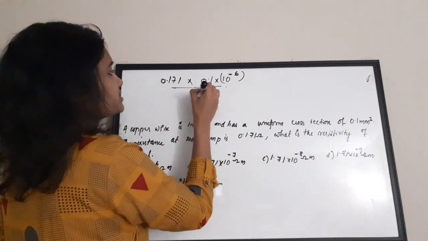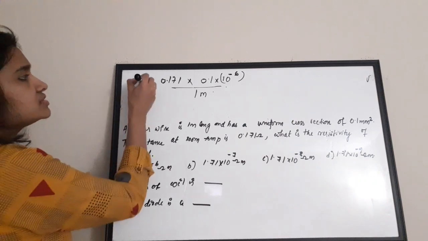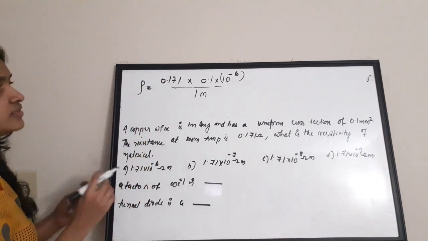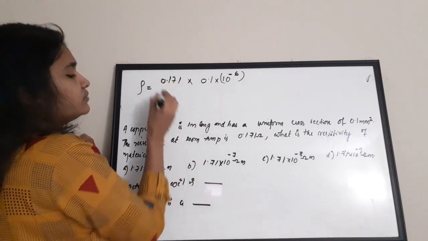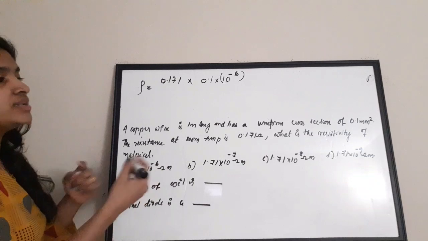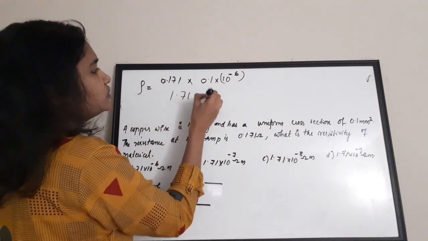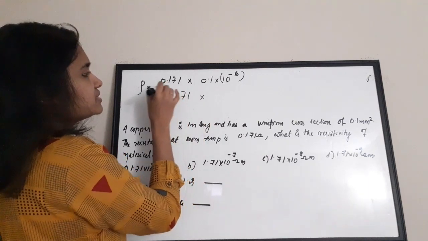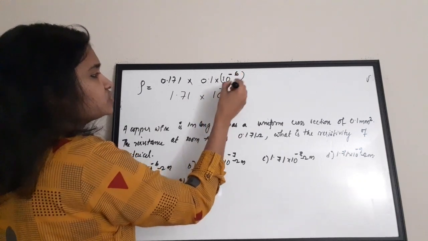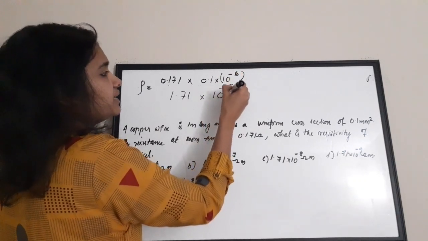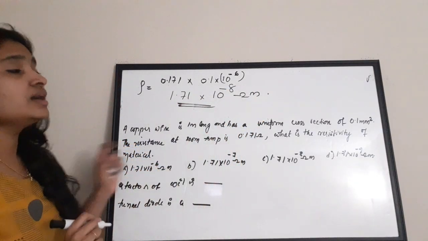This is rho, the resistivity you need to find. The 1 meter you can cancel because it is 1. And if you see the answers, it is in 1.71. So it is 1.71 into 10 raised to minus 1, and 10 raised to minus 6 plus 2, that is 10 raised to minus 8 ohm meter. This is the answer for the resistivity.